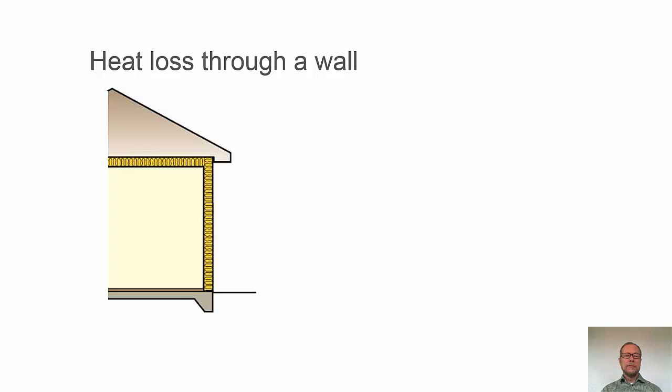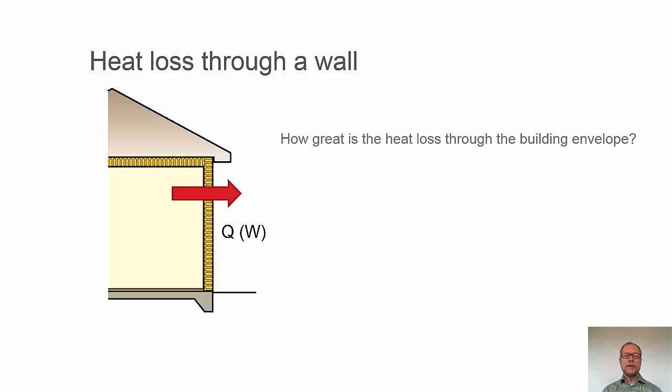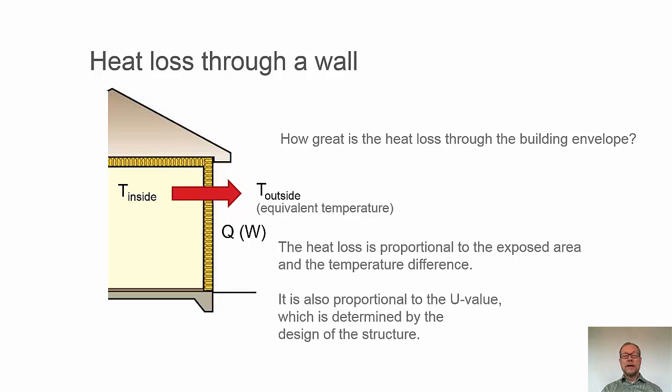Here is a picture of a building with an insulated building envelope, and the Q, the heat loss, the heat flow with the unit watt, is of interest to know in order to make an energy balance and know the effect necessary to heat up the building. And the heat loss is proportional to the exposed area and the temperature difference between inside and outside. Normally you should use the equivalent temperature on the outside as outside temperature. And it will also be proportional to what we call the U value, which is determined by the design of the structure.